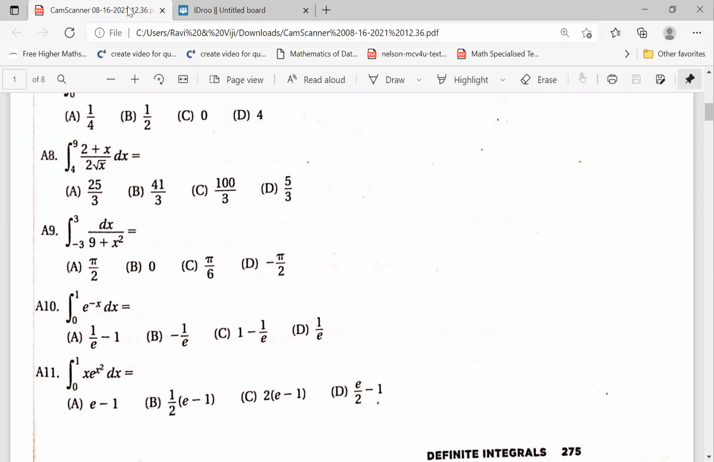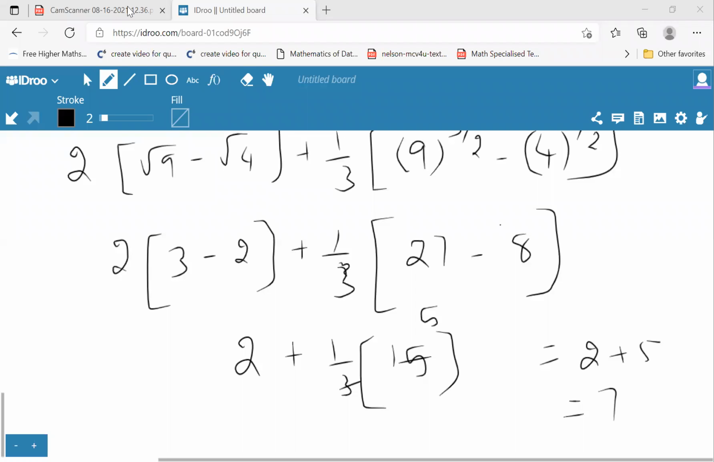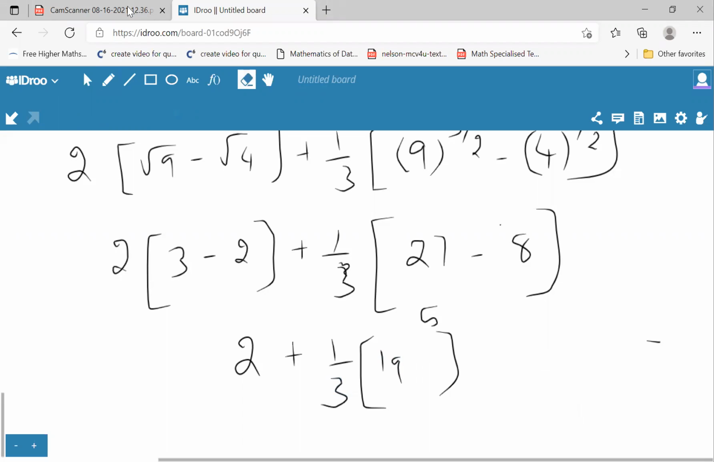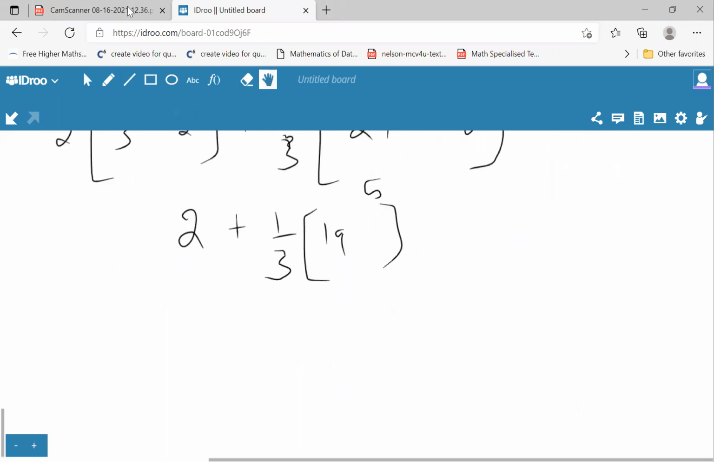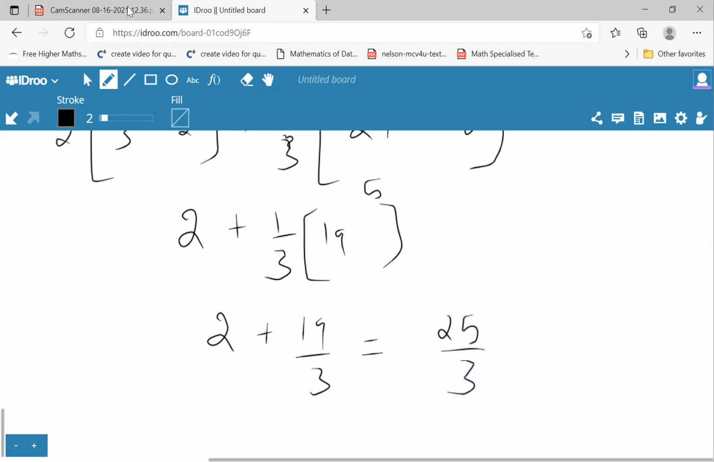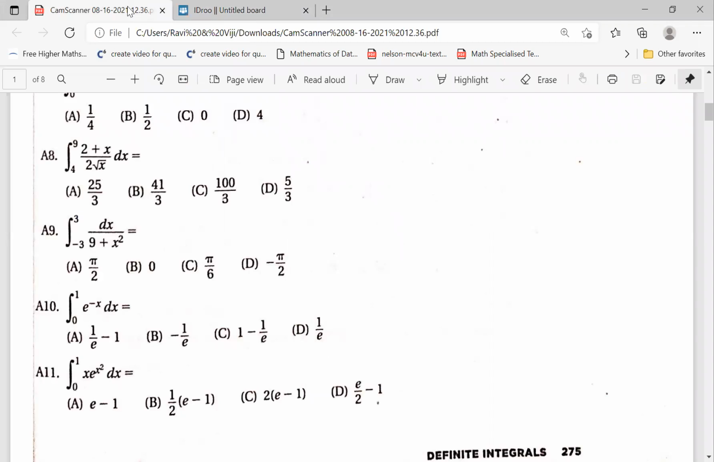So you can see option. Sorry, children, I made a mistake here. So this is not going to be 15. 27 minus 8 is 19. So 19 by 3. So you can cancel it. So it will be 19 by 3. Or this is now going to be equal to 2 plus 19 by 3, which is equal to 6 plus 19 is 25 by 3. So you can see option A is the correct answer.